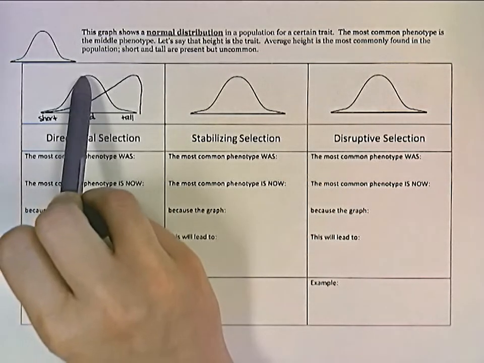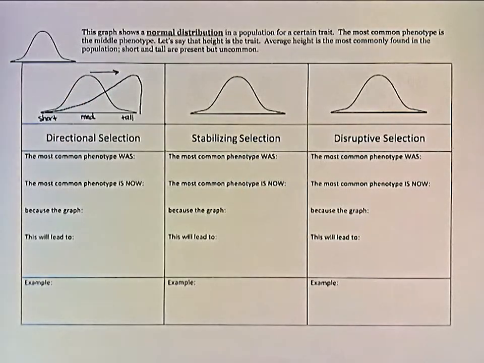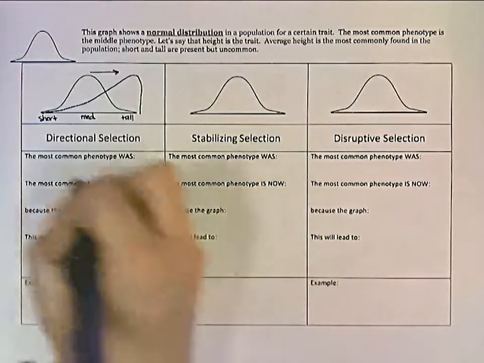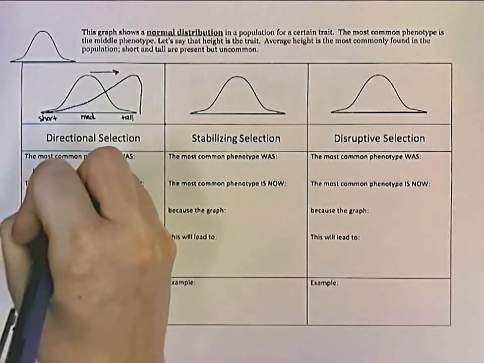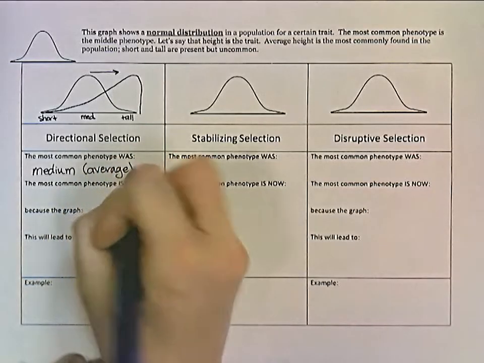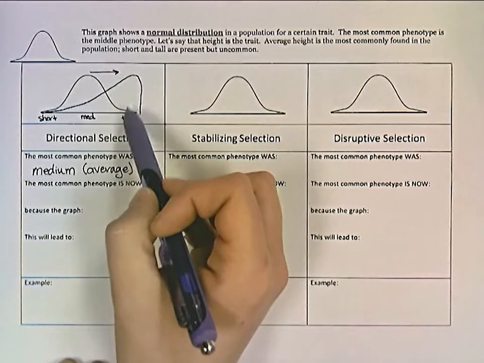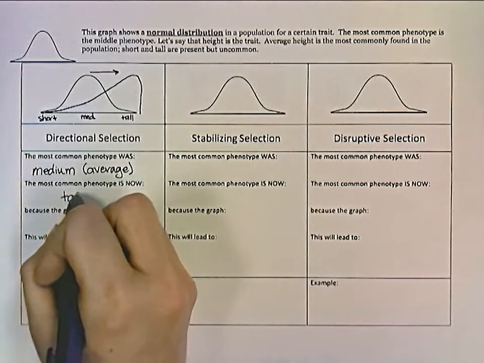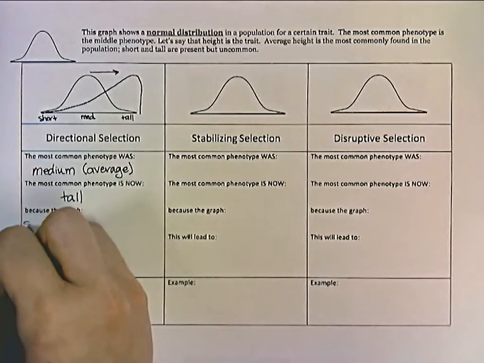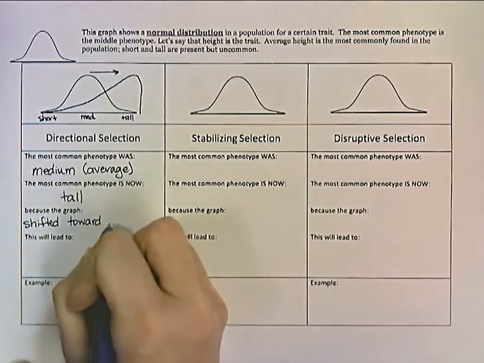So our graph, which was a normal distribution, has now shifted in one direction. So if we look at the information for this graph, the most common phenotype was medium, which was our average phenotype. And now the most common phenotype, this new highest point on our graph, is for the tall individuals. And we know this because the graph has shifted toward one extreme.